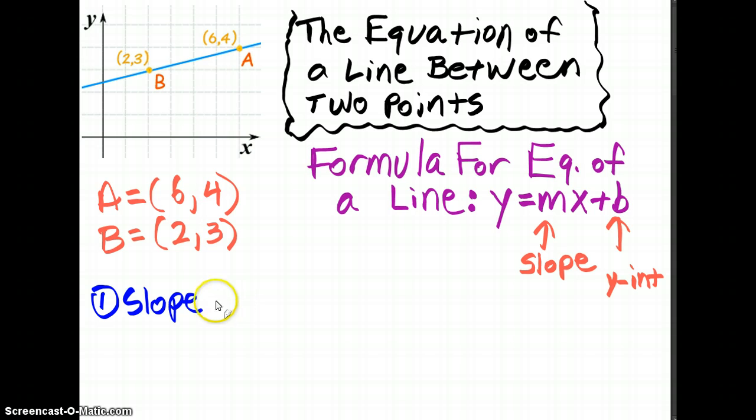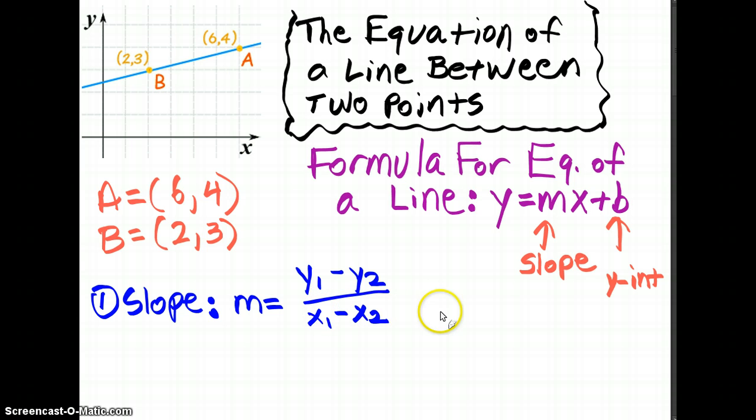So if we start by finding the slope of this line, we can remember from our previous math classes that slope is going to be y1 minus y2 divided by x1 minus x2. Now it doesn't matter which x or y value you use so long as they always come from the same spot. So for example, if I use point A as the x1 and y1, this is going to show me that I'm going to end up having 4 over 6.